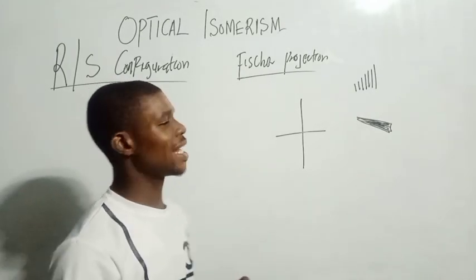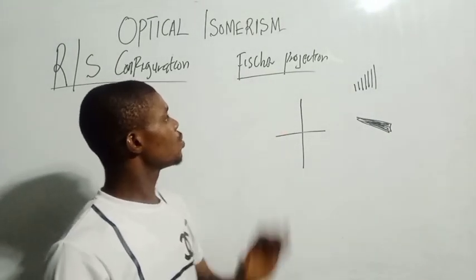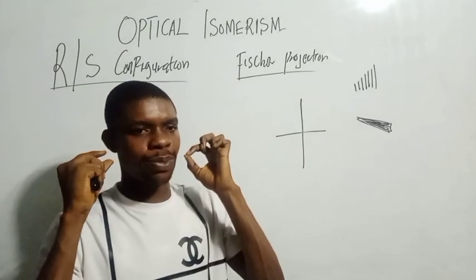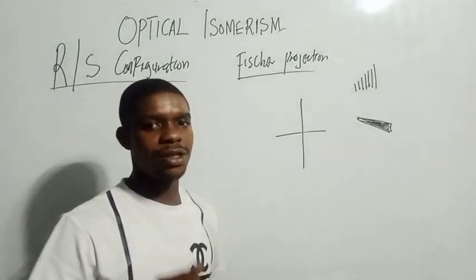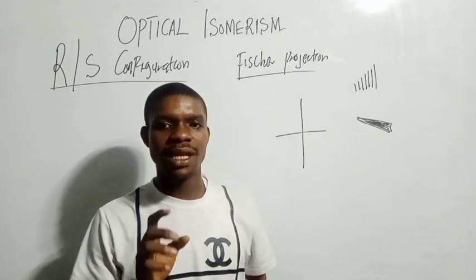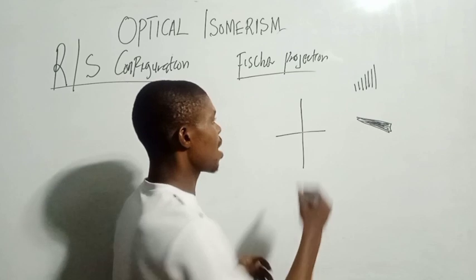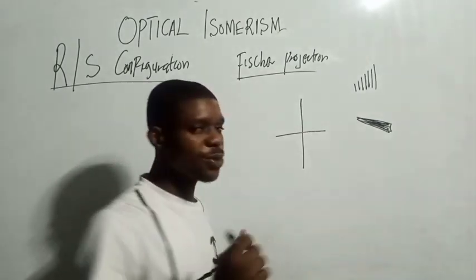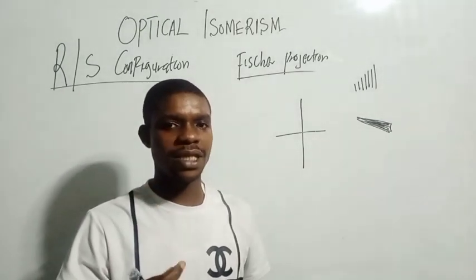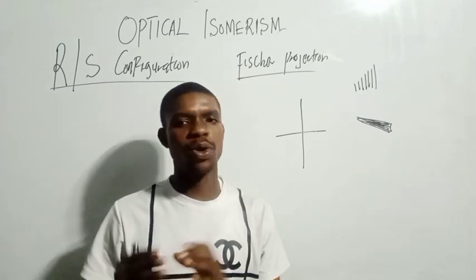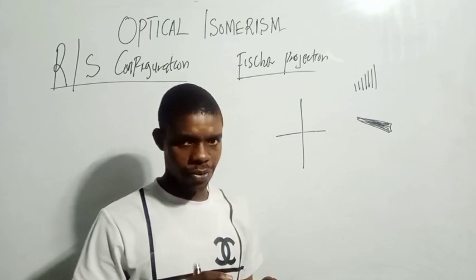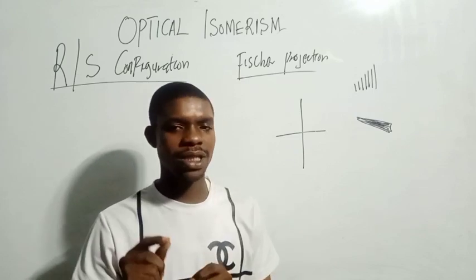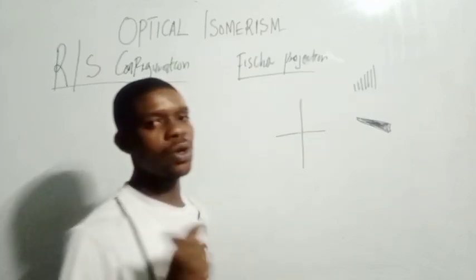So when you want to assign R or S configuration using the Fischer projection, two things must be kept in mind. We have the horizontal bond, which means the object is projecting out of the plane of the paper, and the vertical bond, which means the object is projecting back of the plane of the paper, because this signifies where the arrow will move to. Do you understand? So look at something here.